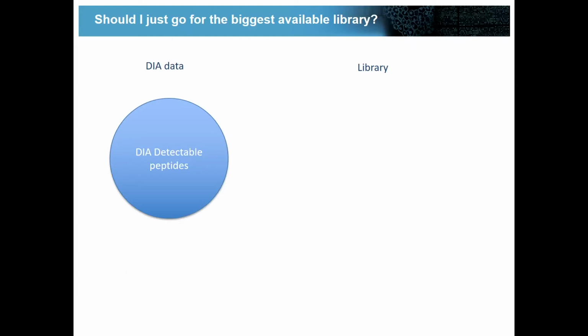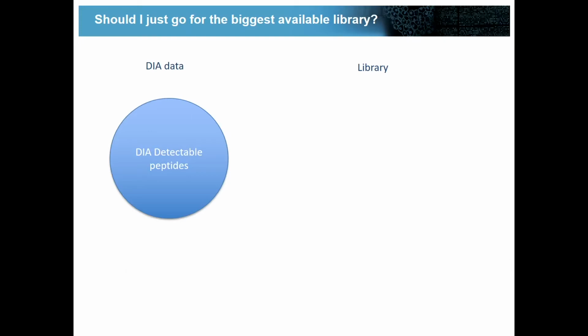And so I think there's also an important question. Should I go for the biggest available library, right? So should I just take all the publicly available libraries for my organism and try to extract every peptide that's ever been observed in a mass spectrometer? And I think that the answer is definitely not, because of what Olga just talked about, so multiple testing corrections.